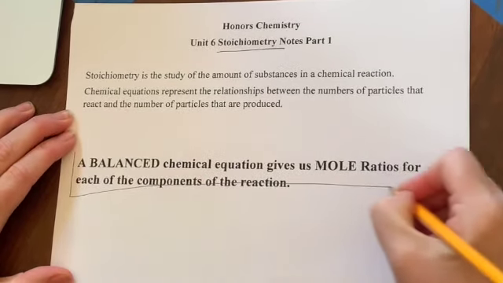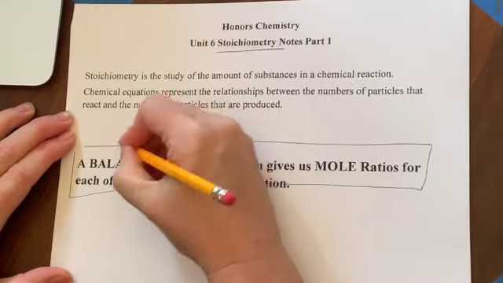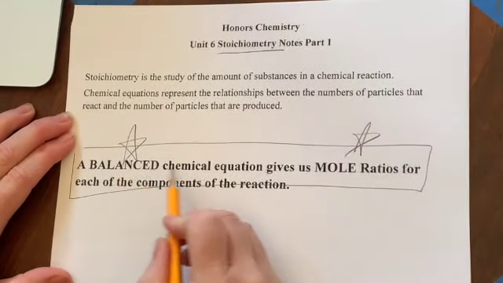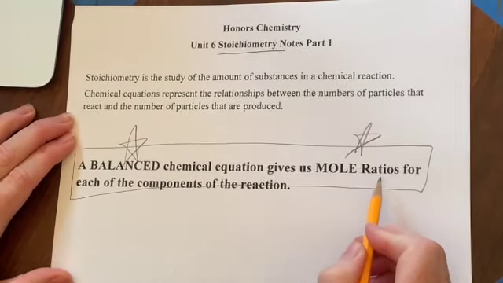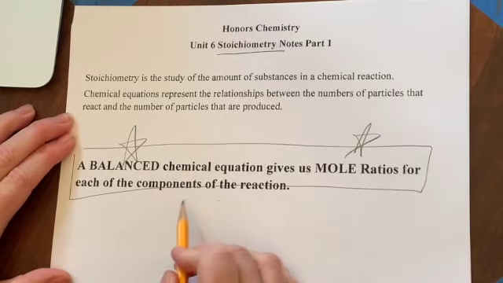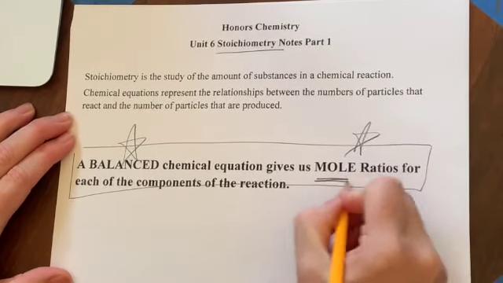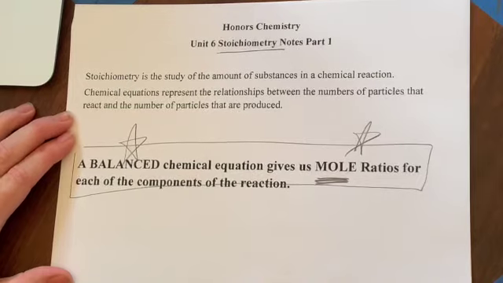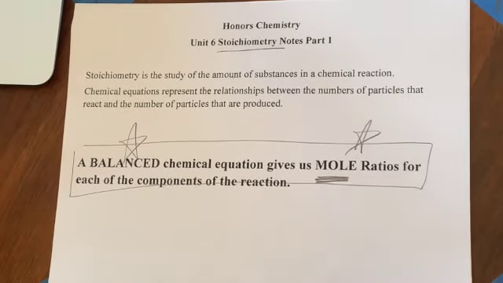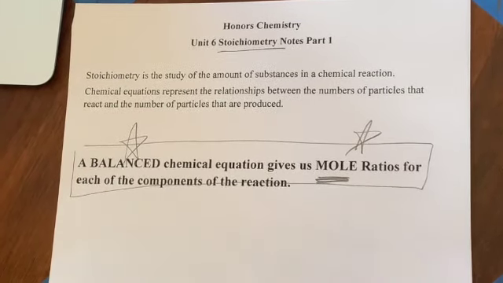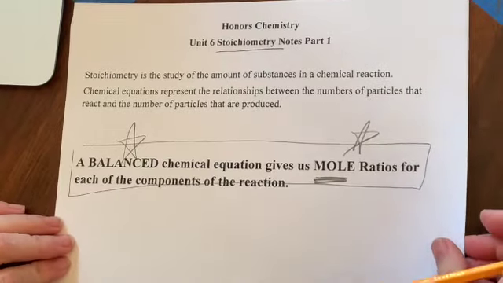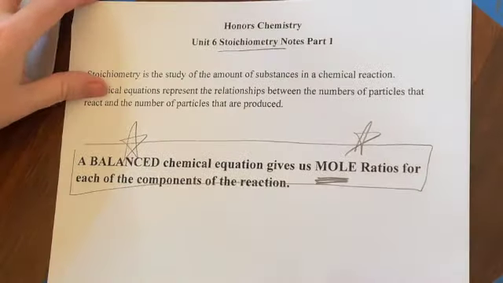Here's the big one, and it is in bold in your notes for a reason, so big stars by this. A balanced chemical equation gives us a mole ratio for each of the components in the reaction. All right, and we know once we're at the mole, that gives us power to talk about what mass your either reactants or products will be. So let's see this in action.